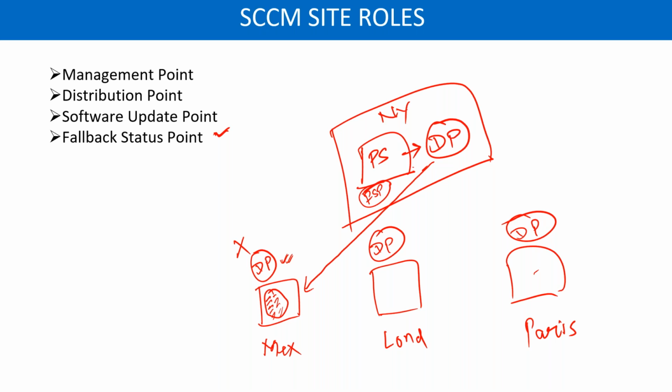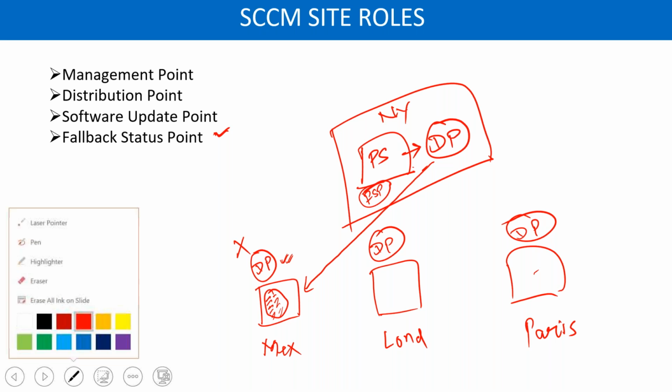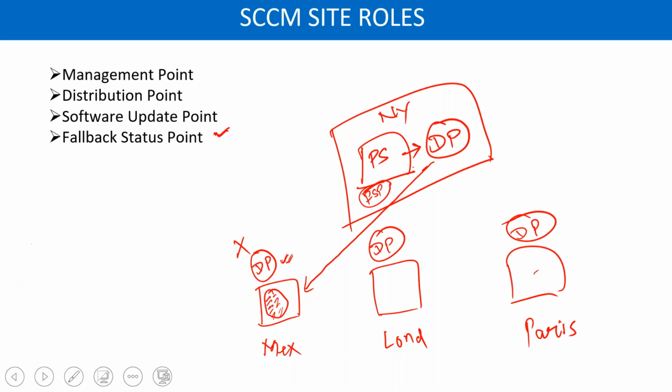Generally, do we install this fallback status point at the initial level in all locations? No, we generally install it only on the primary side. We can install it on any other location as well, that's not a problem. But we generally install it on the primary site server so that if the devices are not getting the content in the native location, they can communicate to the fallback status point. Yes, it's an alternate method. If this is not working, then devices can get content from a different location.